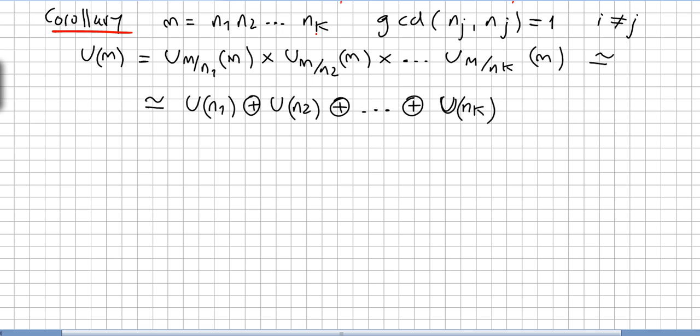m equals n1, n2, up to nk, where the greatest common divisor of n_i and n_j equals 1, where i is different from j. So the units modulo m equals U_{m/n1}(m) times U_{m/n2}(m) and so on, and this is isomorphic to the external direct product of U(n1), U(n2) up to U(nk).